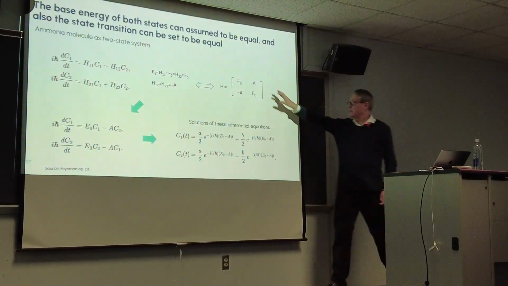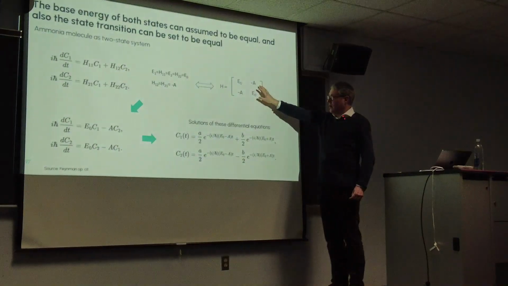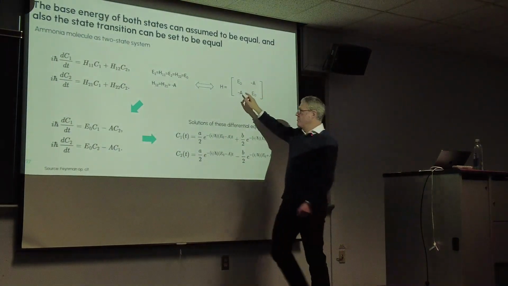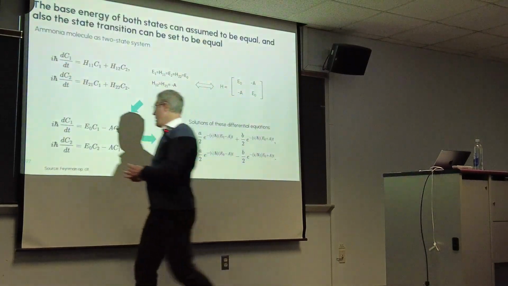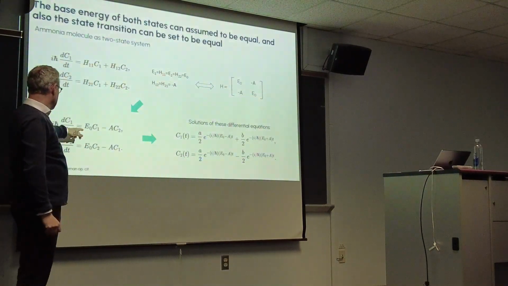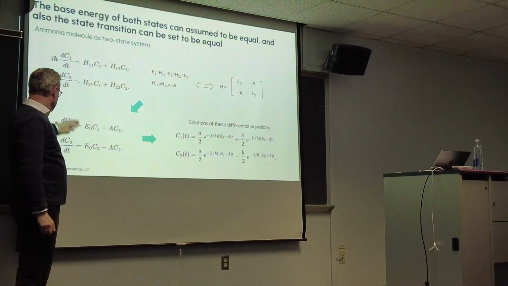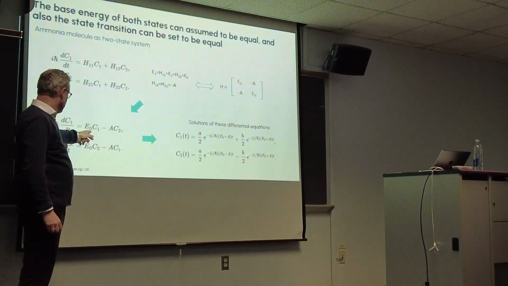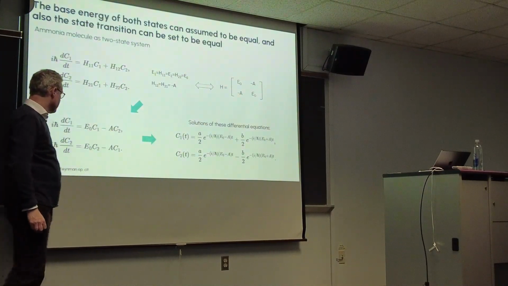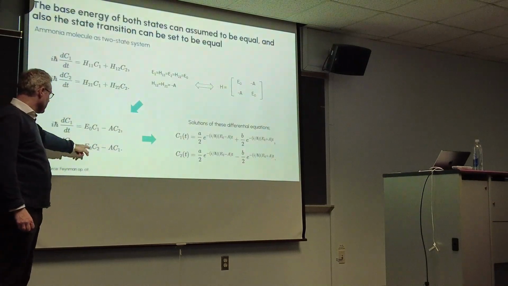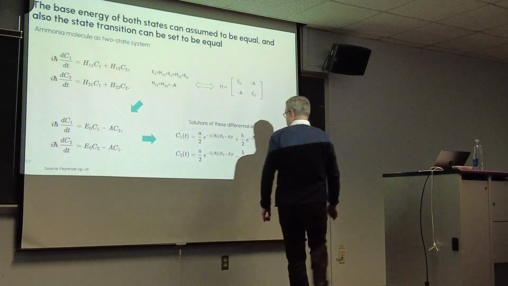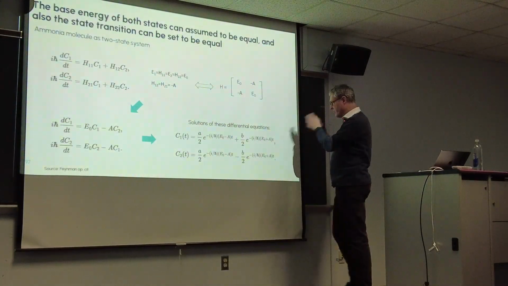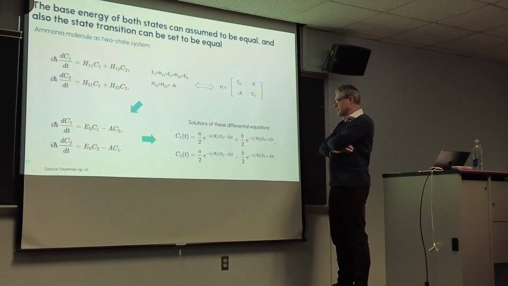And now if I use this Hamiltonian and plug in E0 for H11, E0 for H22, and so on, I get the differential equations: the left-hand side equals E0 times C1 minus A times C2, or E0 times C2 minus A times C1. And so the solutions of these differential equations are given here. I will not discuss them, they are a bit harder to find, but these are the solutions.